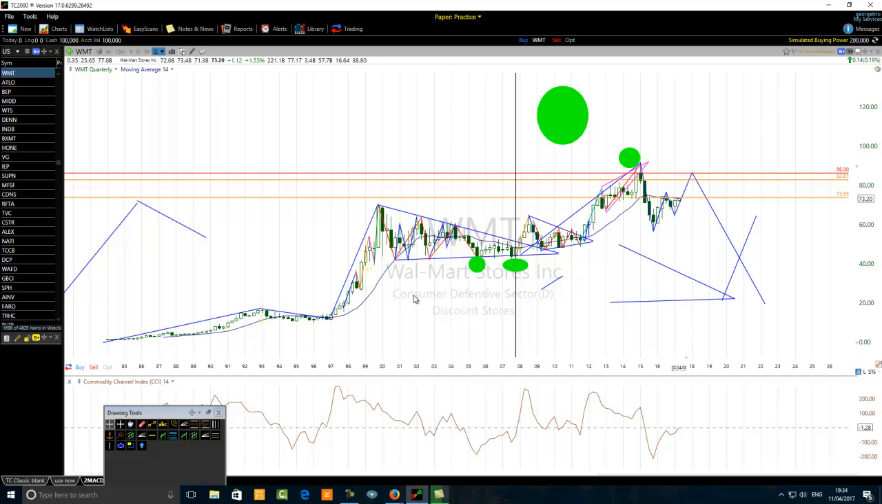So this is one thing you need to understand. So we can have multiple triangles.